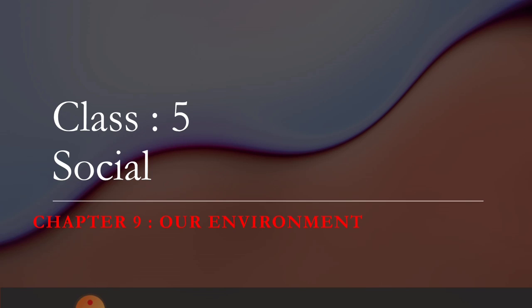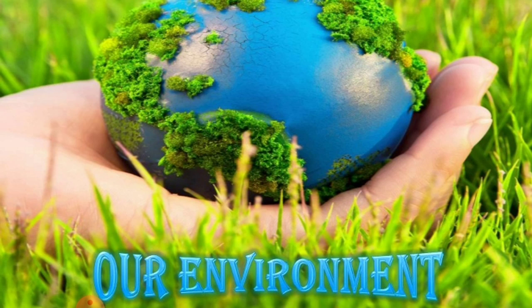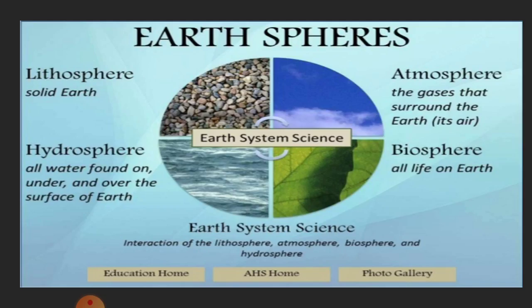Chapter 9, Our Environment. Our environment is the natural world in which people, animals and plants live. The environment consists of four spheres, that is hydrosphere, atmosphere, lithosphere and biosphere.